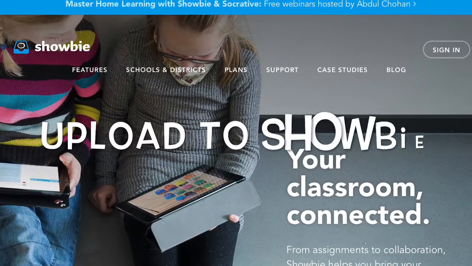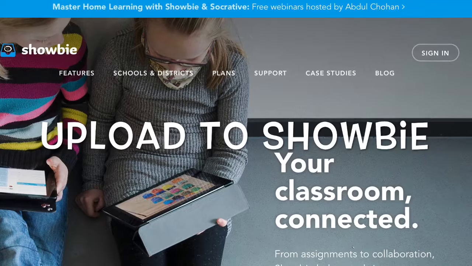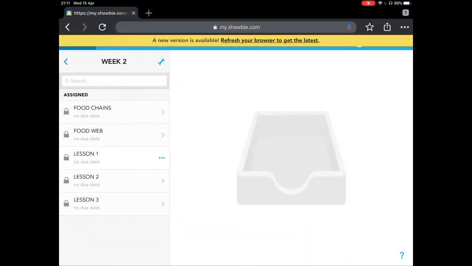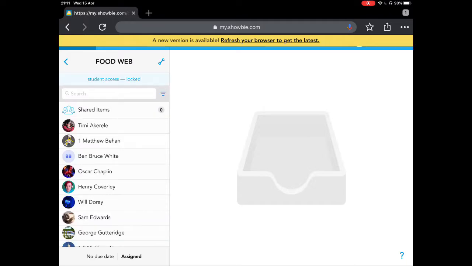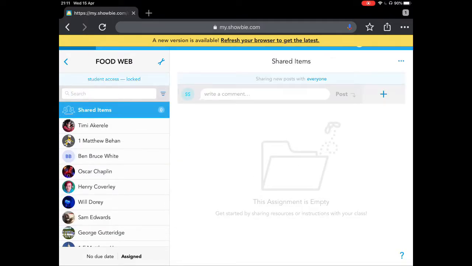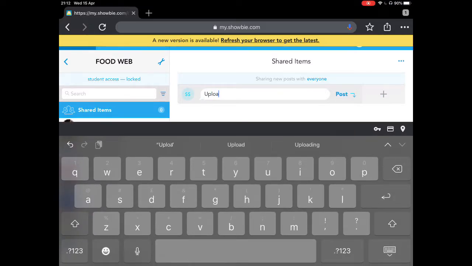Once your food web is complete, can you please upload it to Shobi? If you go to week 2, you'll see an assignment called food webs, and please upload your food web into the assignment called food webs.